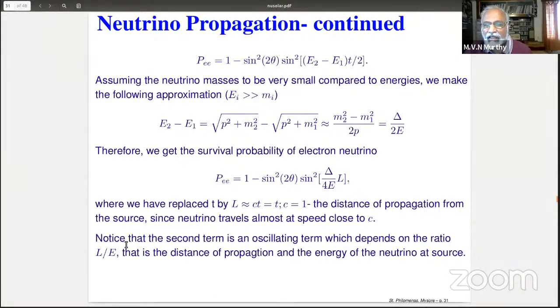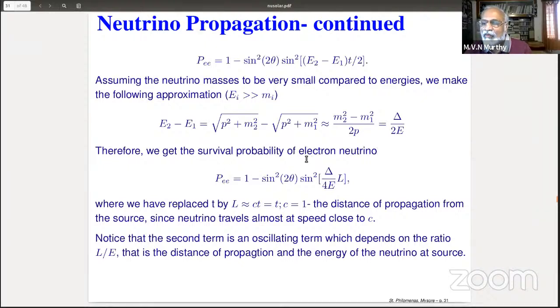So notice that the second term is an oscillating term which depends on the ratio of length, distance of propagation, and the energy of the neutrino at the source. So there is an energy dependence in this probability. So this is the flavor survival probability of an electron neutrino.